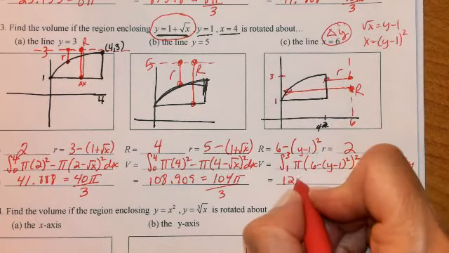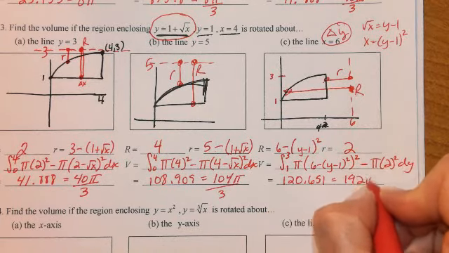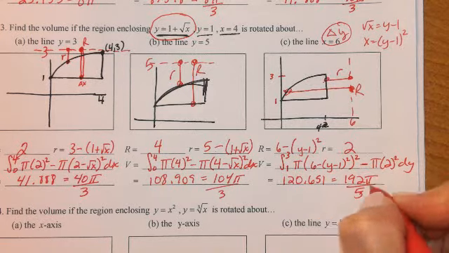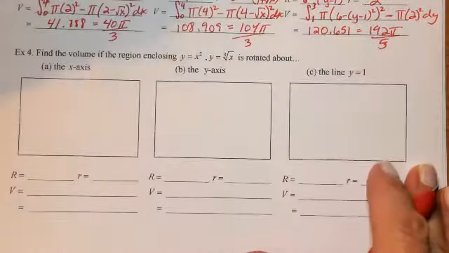That turns out to be 120.651, which is 192 pi over 5. Okay, one more example, a three-part example.